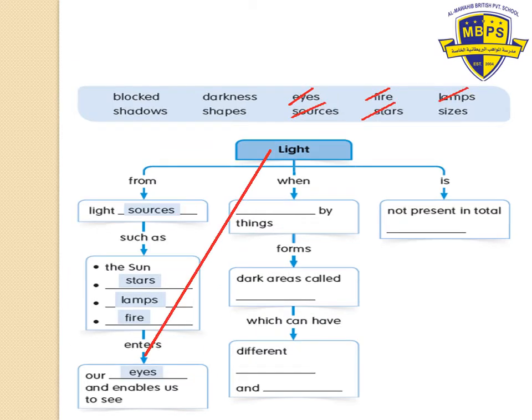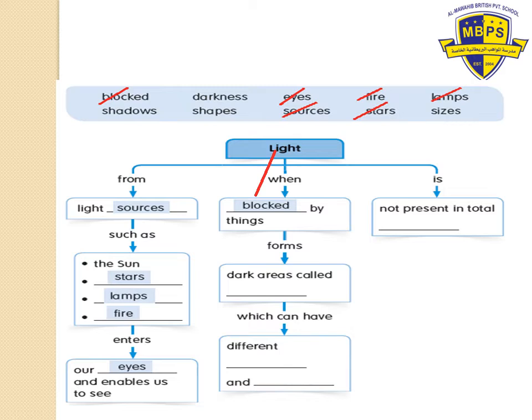Now we will read it together. Light from the light sources, such as the sun, star, lamp, and fire, will enter our eyes. So the light should enter our eyes, then we can see everything around us. Please write eyes with a nice handwriting.